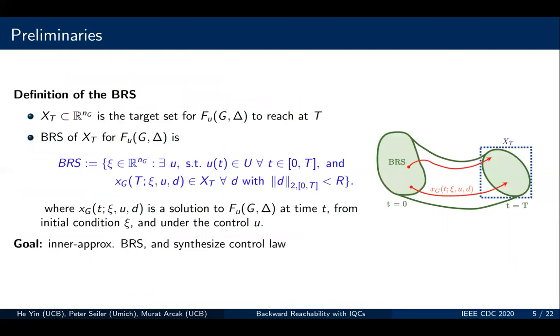We denote xt as the target set for the uncertain system to reach at time t. The backward reachable set of xt for the uncertain system is a set of initial conditions whose successors can reach the target set at the terminal time with an admissible control. Our goal is to approximate the backward reachable set and synthesize a robust controller.